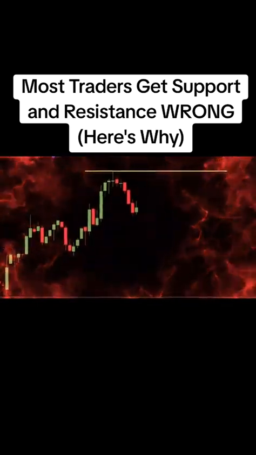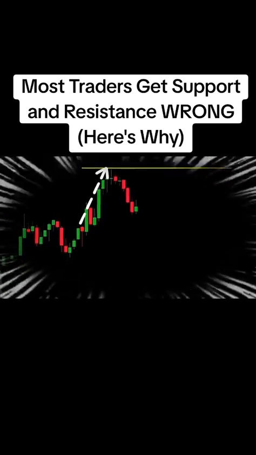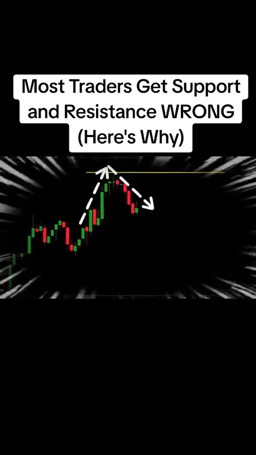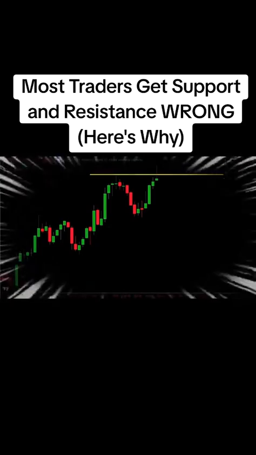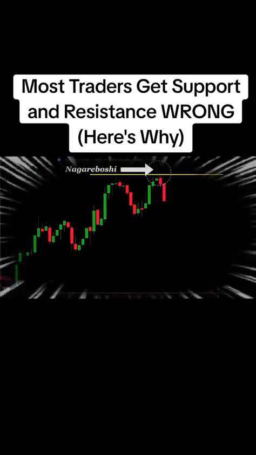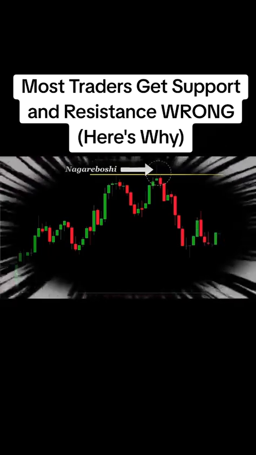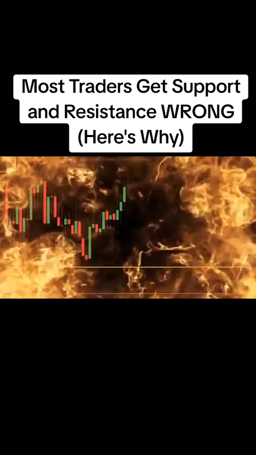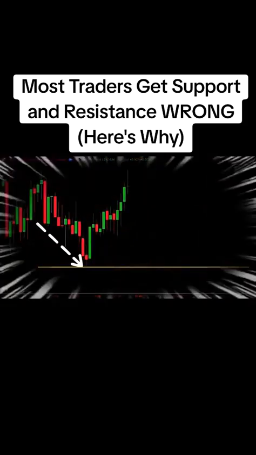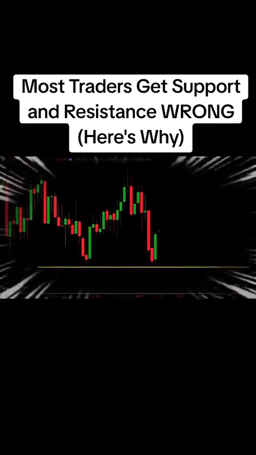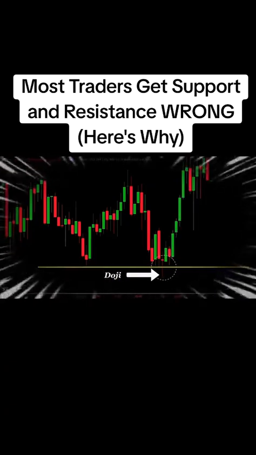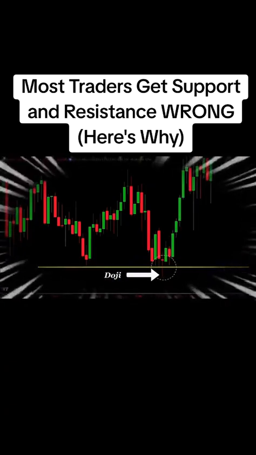Look at this chart example. As you can see, the market moved up, reached this level, and then reversed. It came back to the same level again, formed a Nagaraboshi candlestick, and as a result, the market moved down. Now look at another chart. The market reached a level, reversed, then came back again and formed a doji candlestick. And what happened? The market moved up.